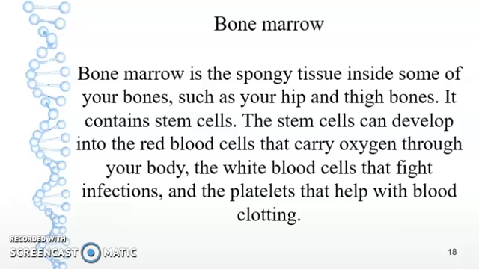So here we came to the bone marrow. Bone marrow is the spongy tissue inside some of your bones, such as your hip and thigh bones. It contains stem cells. So what is the work of the stem cells inside the body, guys? Stem cells basically regenerate themselves to form the same cells. In this case, the bone marrow has stem cells. These stem cells can develop into RBCs that carry oxygen through your body, white blood cells that fight infection, and platelets that help blood clotting.